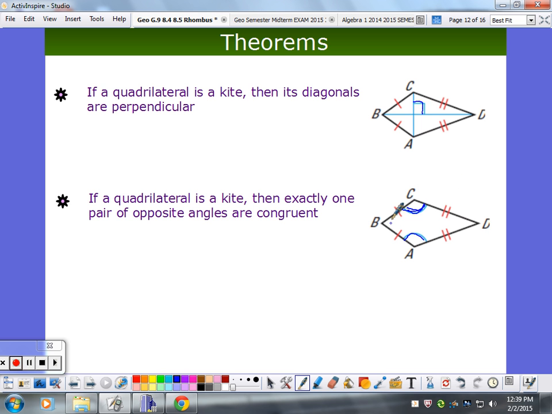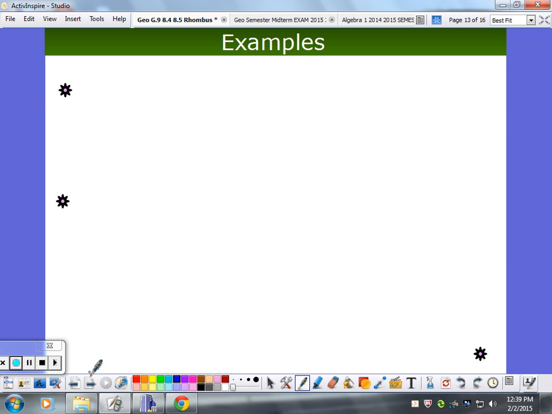So I don't have this picture on your notes, but I have this one, so you might want to draw this in. These are where your congruent angles are on a kite. Not these two. They will not be congruent. Again, exactly one. One and only one. Not congruent, congruent. And so, a couple of examples here. Here's a kite.